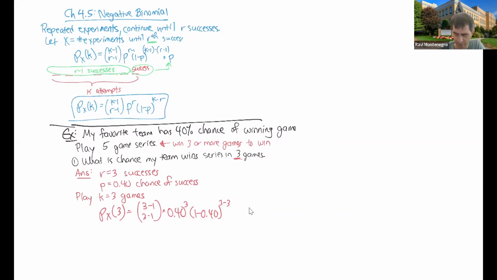So rather than plugging these in one at a time, let me write all the cases down. Oops, that's going to be later questions anyway. So we will write that one down, and then in a minute we'll come back and do the general one. So this will be 6.4%. So that's a pretty long shot, and that's not surprising given that my favorite team doesn't even have the advantage in the series.